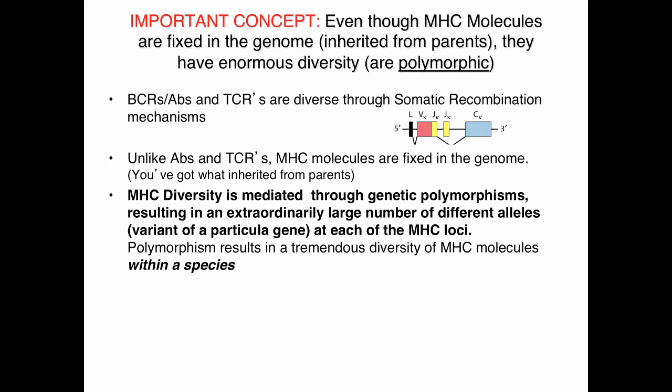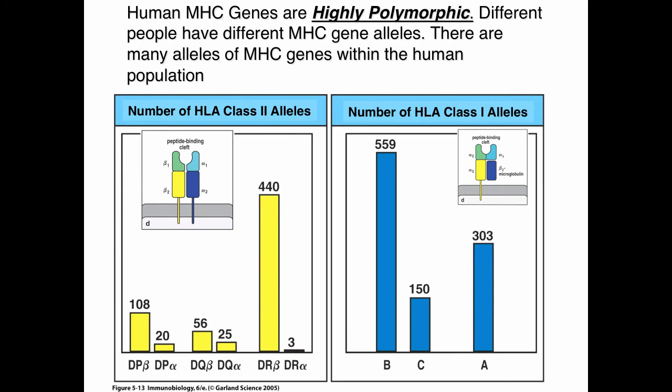But MHC diversity is mediated through what's called genetic polymorphisms, meaning that there's a large number of different alleles in the population at each of the different MHC loci. And so this polymorphism results in a tremendous diversity of MHC molecules within a species. And so there are different types of MHC class I and different types of MHC class II genes. So this is just a bar graph illustrating the diversity of each of these different genes.